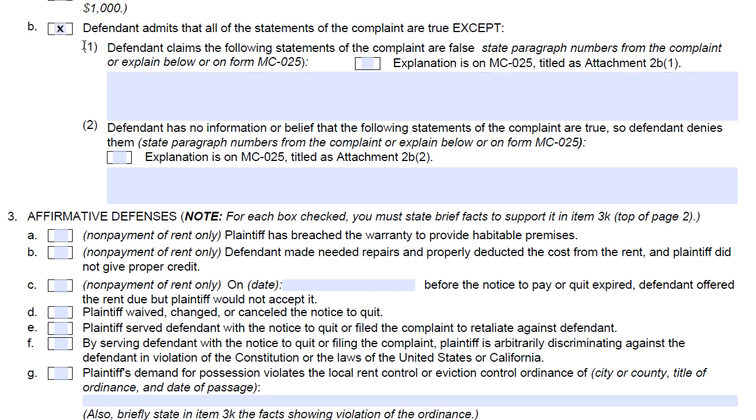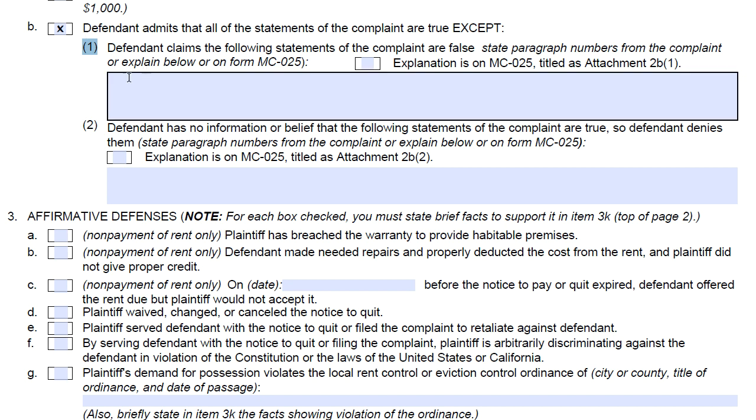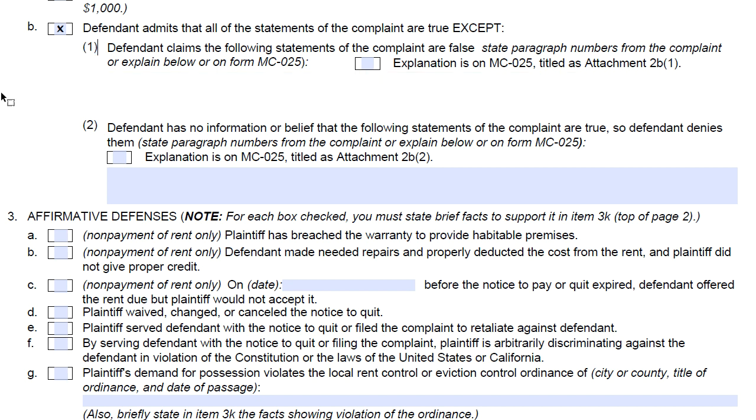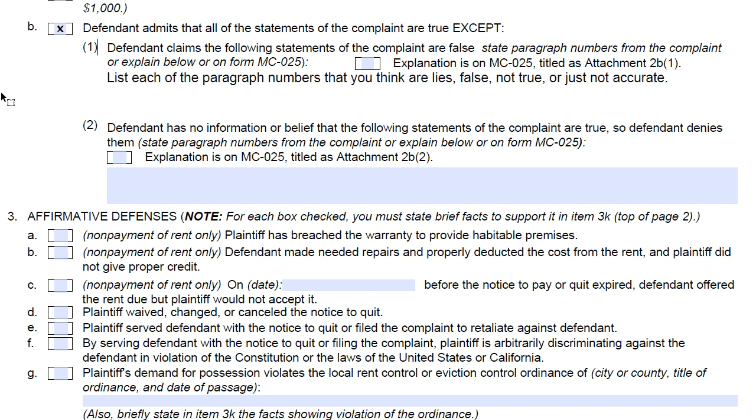So starting with number 1 here, defendant claims the following statements of the complaint are false. So the complaint that you received from the landlord will be numbered. It'll have all the different paragraphs. You need to go through and list each of the paragraph numbers that you think are lies, false, not true, or just not accurate.